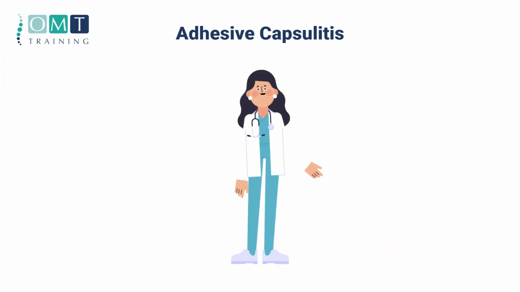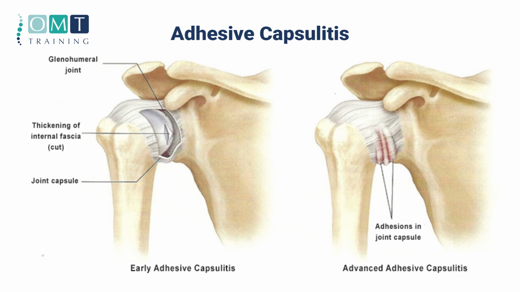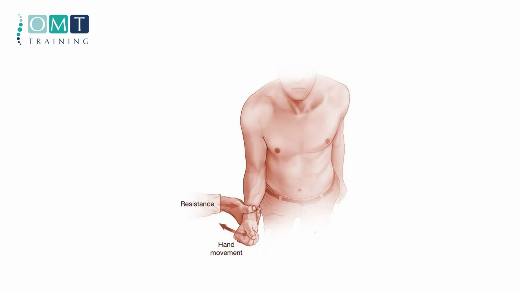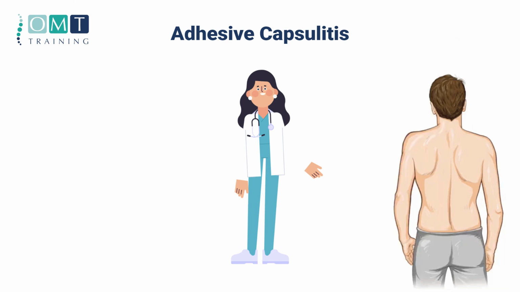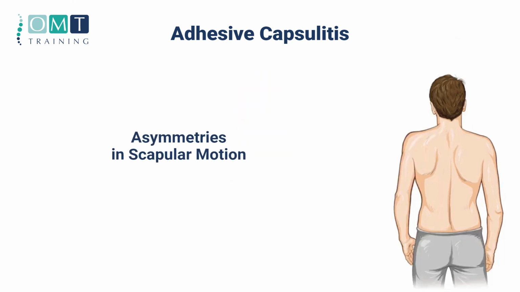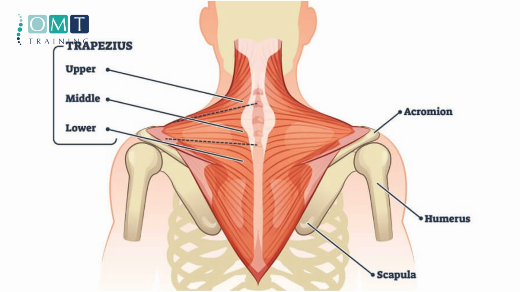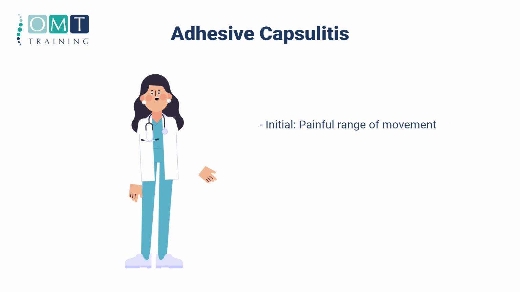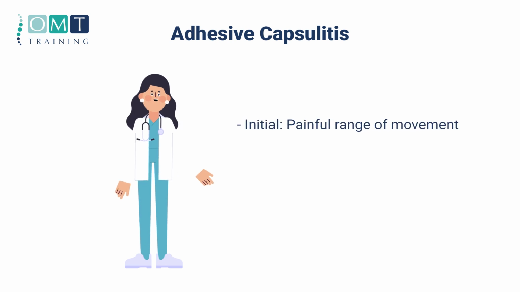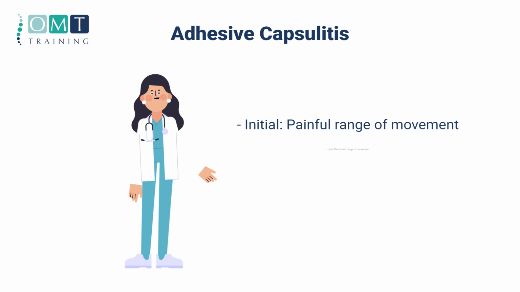Adhesive capsulitis is usually shown by the reduction of the range of movements, both actively and passively. External rotation is the first range of movement to be affected. With adhesive capsulitis, you often see an asymmetry in scapular motion secondary to the limitation of the range of movement in the glenohumeral joint. It is useful to know that many patients have muscle spasms and trigger points within the trapezius. In the initial stages of adhesive capsulitis, there is a painful range of movement. Later on, there is a restricted range of movement.